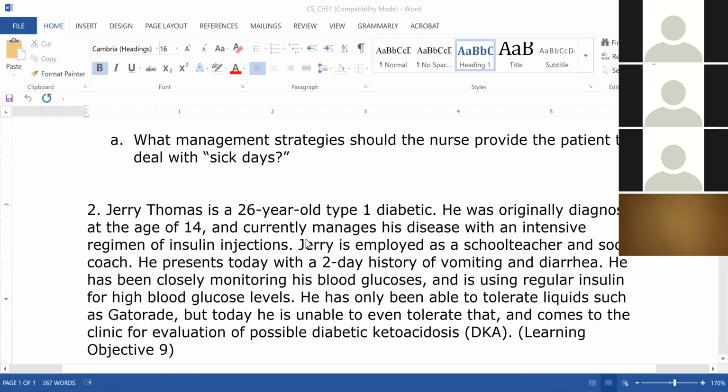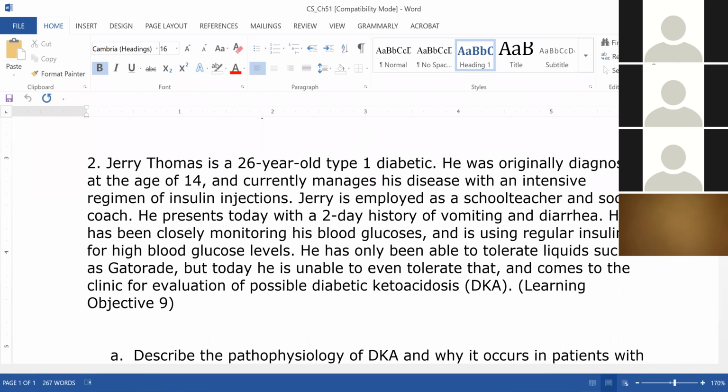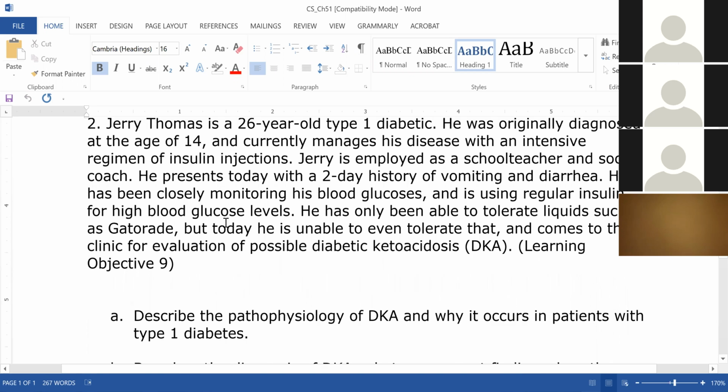So he manages the disease with an intensive regimen of insulin injections, but he's type 1. He is employed as a school teacher and a soccer coach. He presents today with a 2-day history of vomiting and diarrhea. He's been closely monitoring his glucose levels. He's using regular insulin for his glucose. He's only been able to tolerate liquids like Gatorade, but today he can't tolerate that. And he comes to the clinic for evaluation for possible DKA.